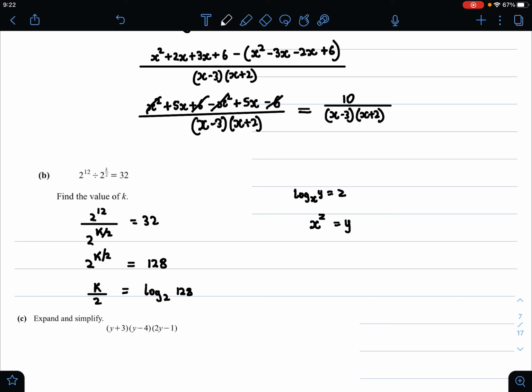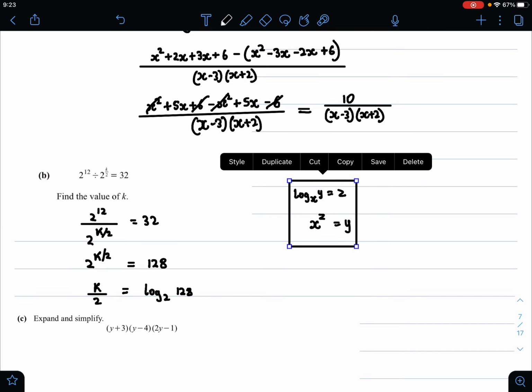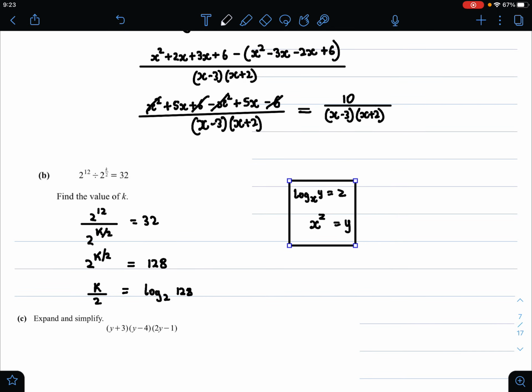So it is very important to remember this rule, otherwise you won't be able to solve similar questions like this. It's basically just another way to write your equation that has an exponent with the variable, or if your equation has log. So let's solve this now.